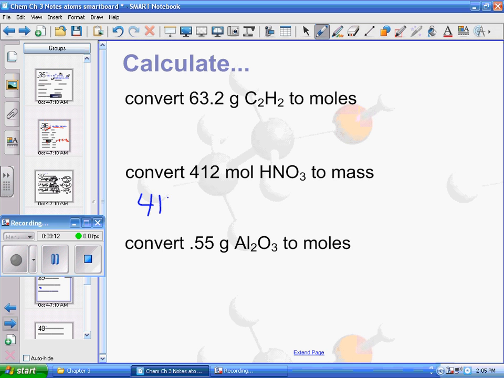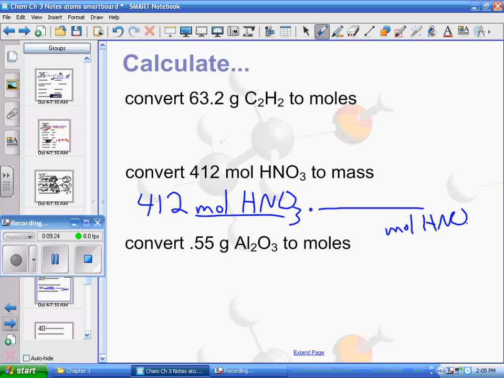If I take 412 moles of HNO3 and I want to convert that to mass, again, just follow the steps. I have moles of HNO3 here. I better write moles of HNO3 on the bottom to match it up. You always do that. How many moles? So far, it's always 1. Cancel. Then I want to go to mass. Mass is in grams.